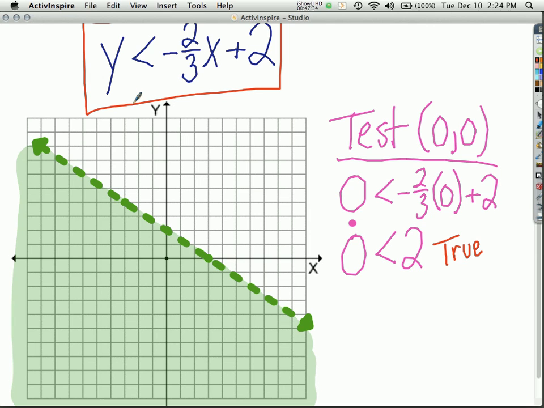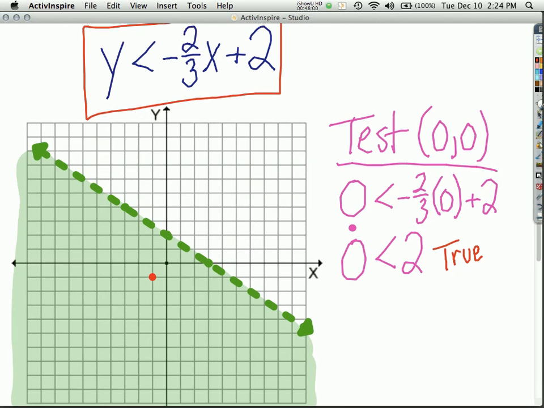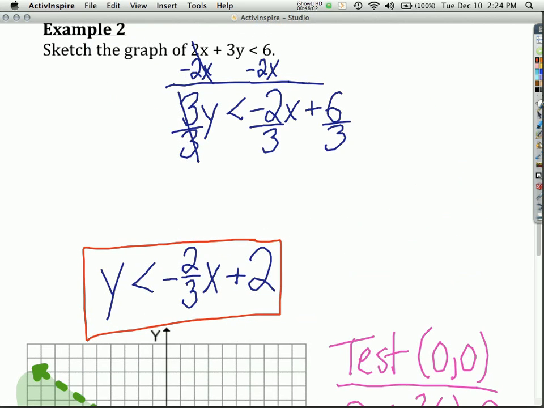-1, -1. So everyone just watch. -1, -1. So that point right there. What should happen if I plug those coordinates into the inequality? What should happen? Can you hear? It should make a true statement. And in fact, if I plug those coordinates into the original up here, it should be a true statement as well.